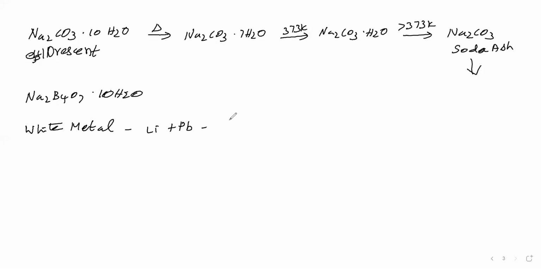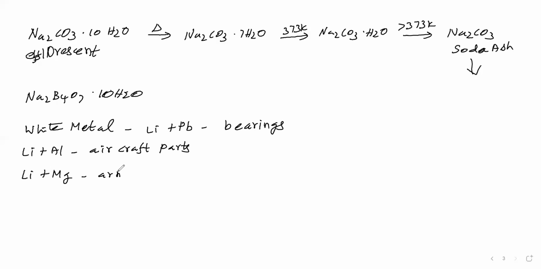Lithium and lead is used for preparing bearings for motor engines. Then lithium plus aluminum is used for preparing aircraft parts. Then lithium plus magnesium is used for armor plates. Lithium is used in electrochemical cells. You can see lithium batteries. So lithium is used in electrochemical cells, that means batteries.